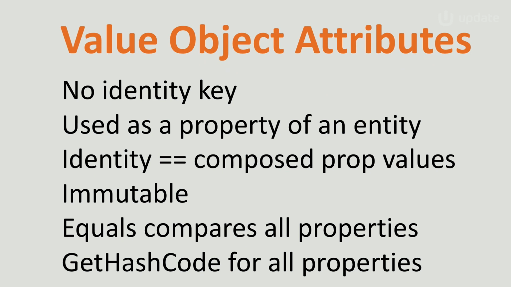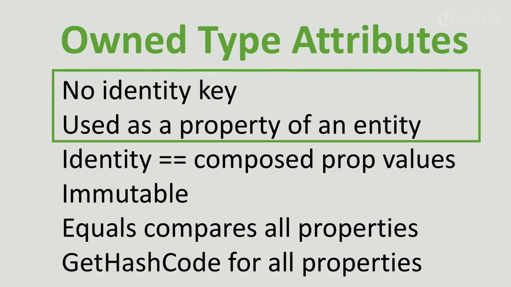So thinking about this list of value object attributes and getting back to thinking about Entity Framework Core, Entity Framework Core has this new mapping called owned type, and what owned type looks for is anything that doesn't have an identity key and is being used as a property. Then it will know how to map it. So the requirements for owned type are a subset of value objects. So if I've defined a value object, then I can use it as an owned type, and Entity Framework will understand it.